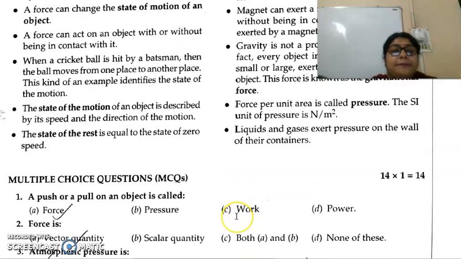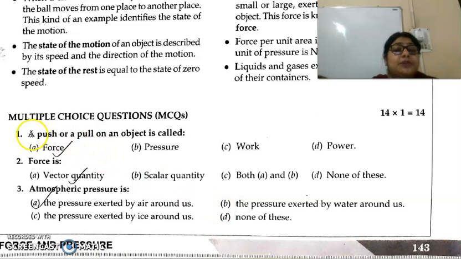Then we have some multiple choice questions here. A push or pull on an object is called, there are 4 options. So it's force. Then, force is a vector quantity. You know there are two kinds of quantities, vector and scalar. This is not given in your book, but for your knowledge you should know that force is a vector quantity because it has magnitude as well as direction.